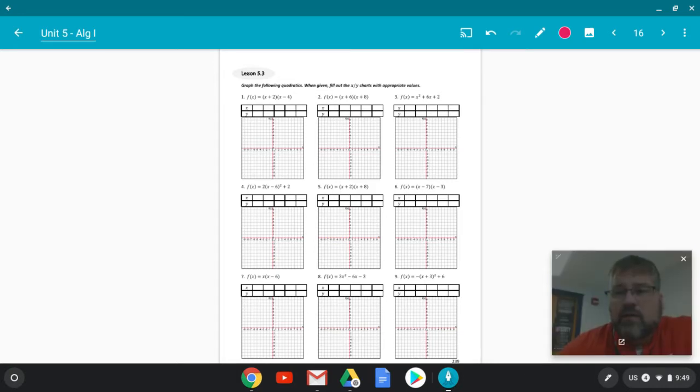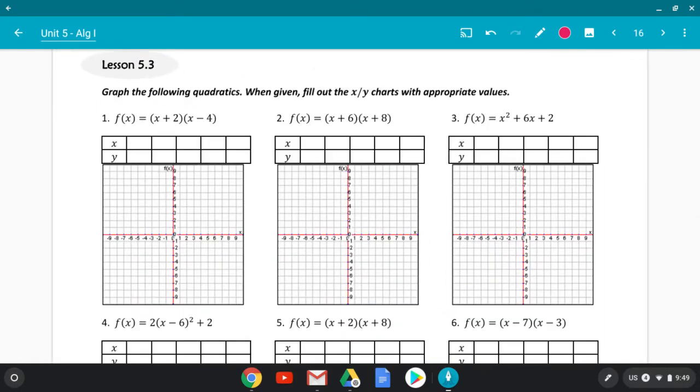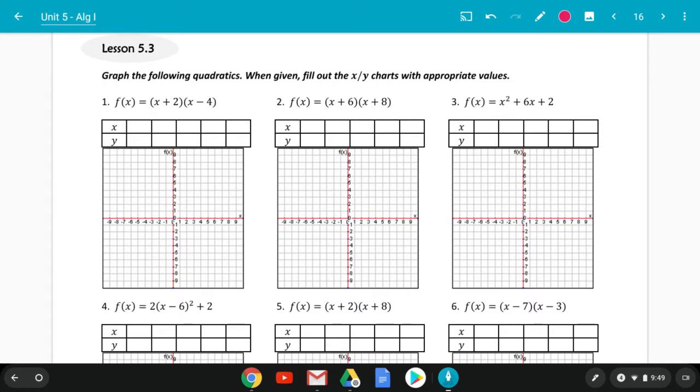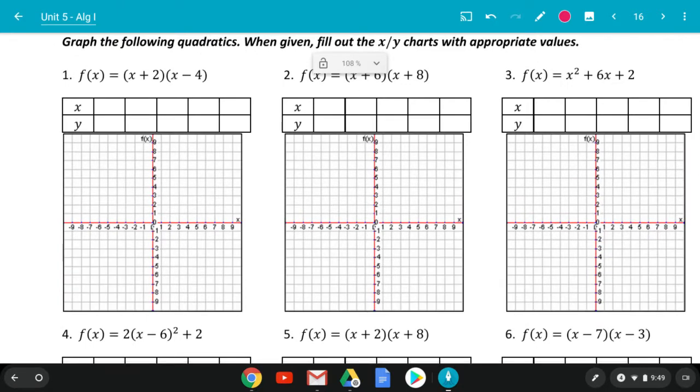Number 1. What form is it in? The form that it's in makes a big difference as to how we are going to graph it. Intercept form. Anybody another name for intercept form? Factored form. You guys are on point this morning. Let's go. So my intercepts are -2 and +4. Why are they -2 and +4? Got to be the opposite.